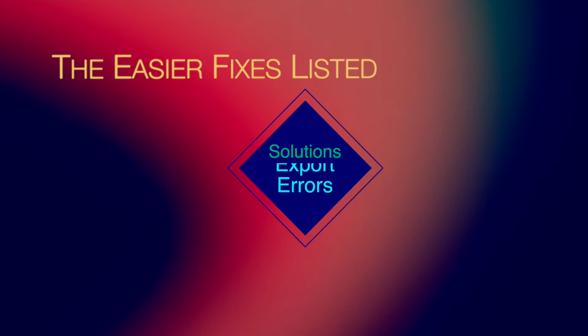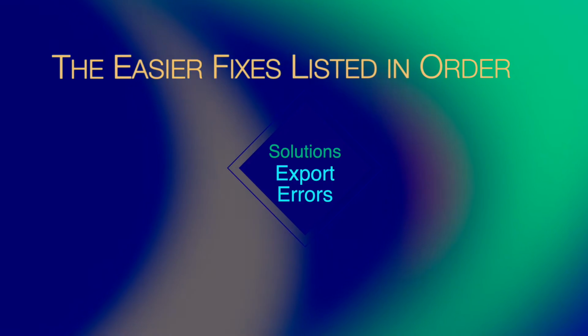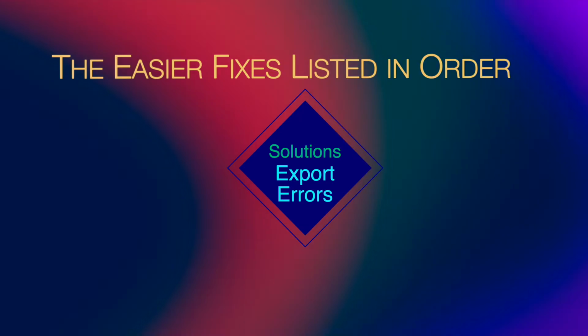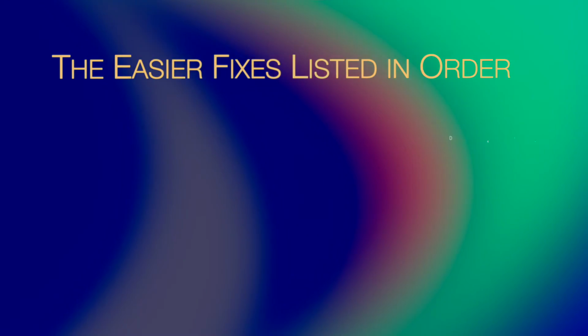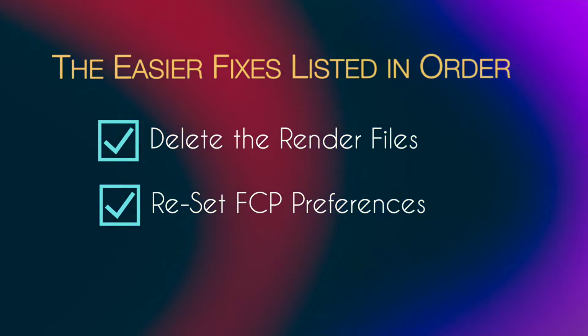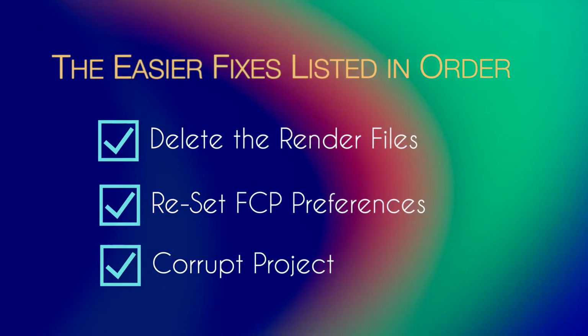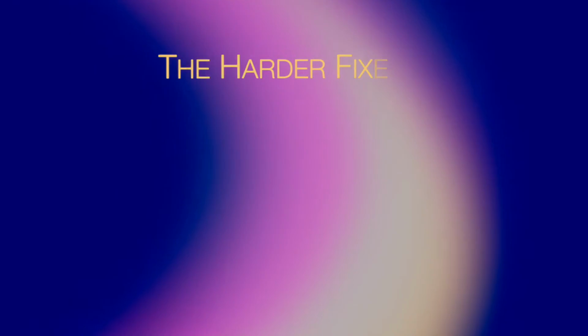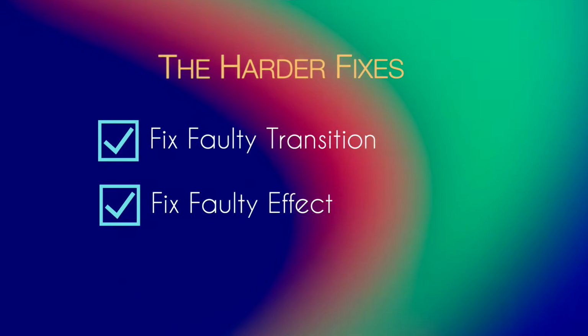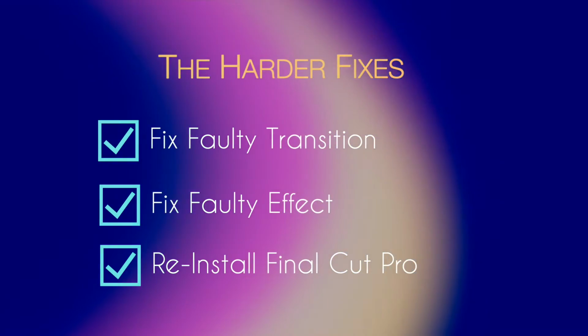So as I said, it pays to update Final Cut Pro to the latest version as well as the latest version of the macOS. In the meantime, here are some other possible causes that I'll cover throughout this video, and they're listed in order of ease of fixing. And these are the easier fixes. Delete the render files, or you could reset Final Cut Pro's preferences, or there may be a corrupt project. And the harder fixes are to fix a transition or an effect. And then finally, you may need to reinstall Final Cut Pro.